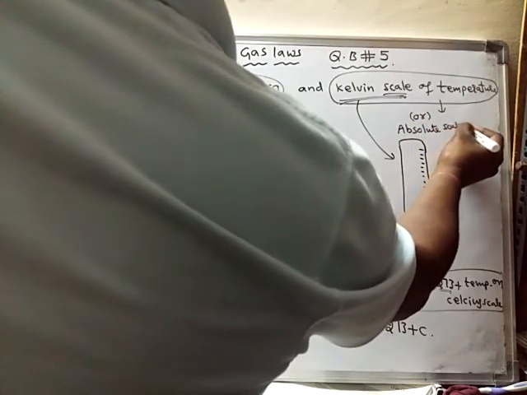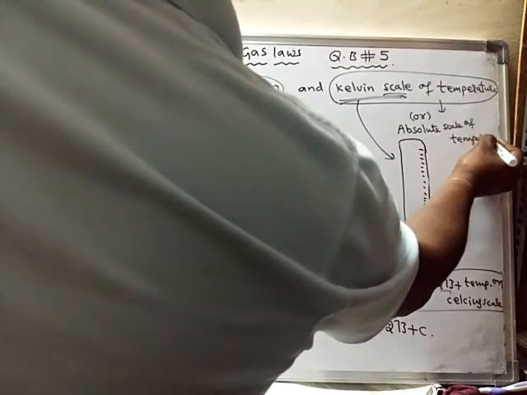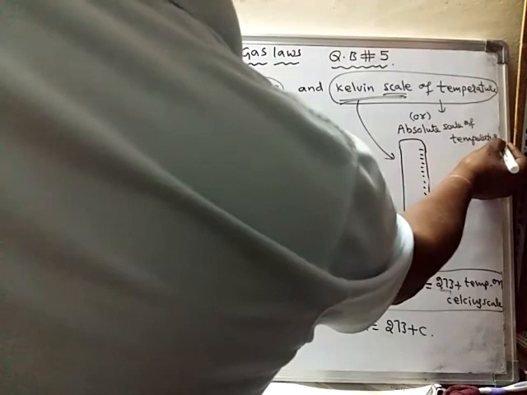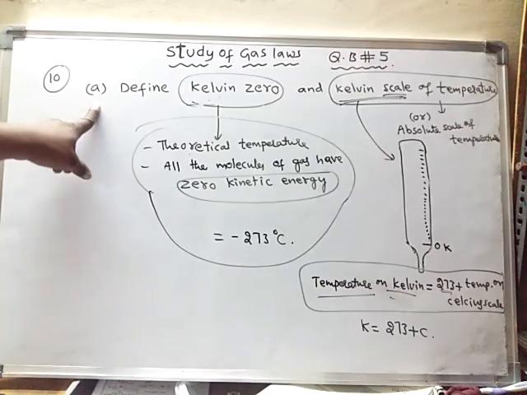Absolute scale of temperature. This temperature scale starts from 0 Kelvin. That means the lowest temperature on this scale will be 0 Kelvin, right? So this tenth question has 4 sub questions. We have covered one sub question in this video.